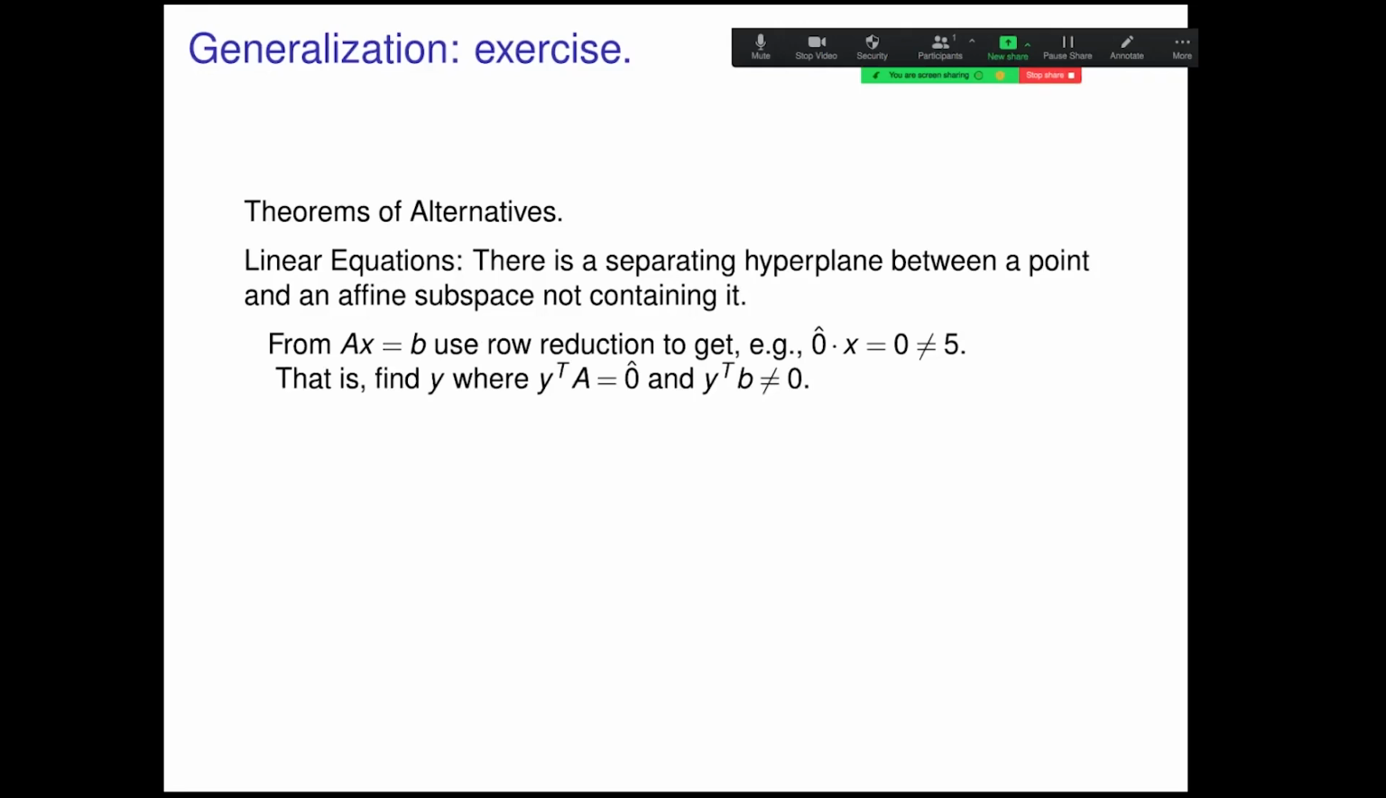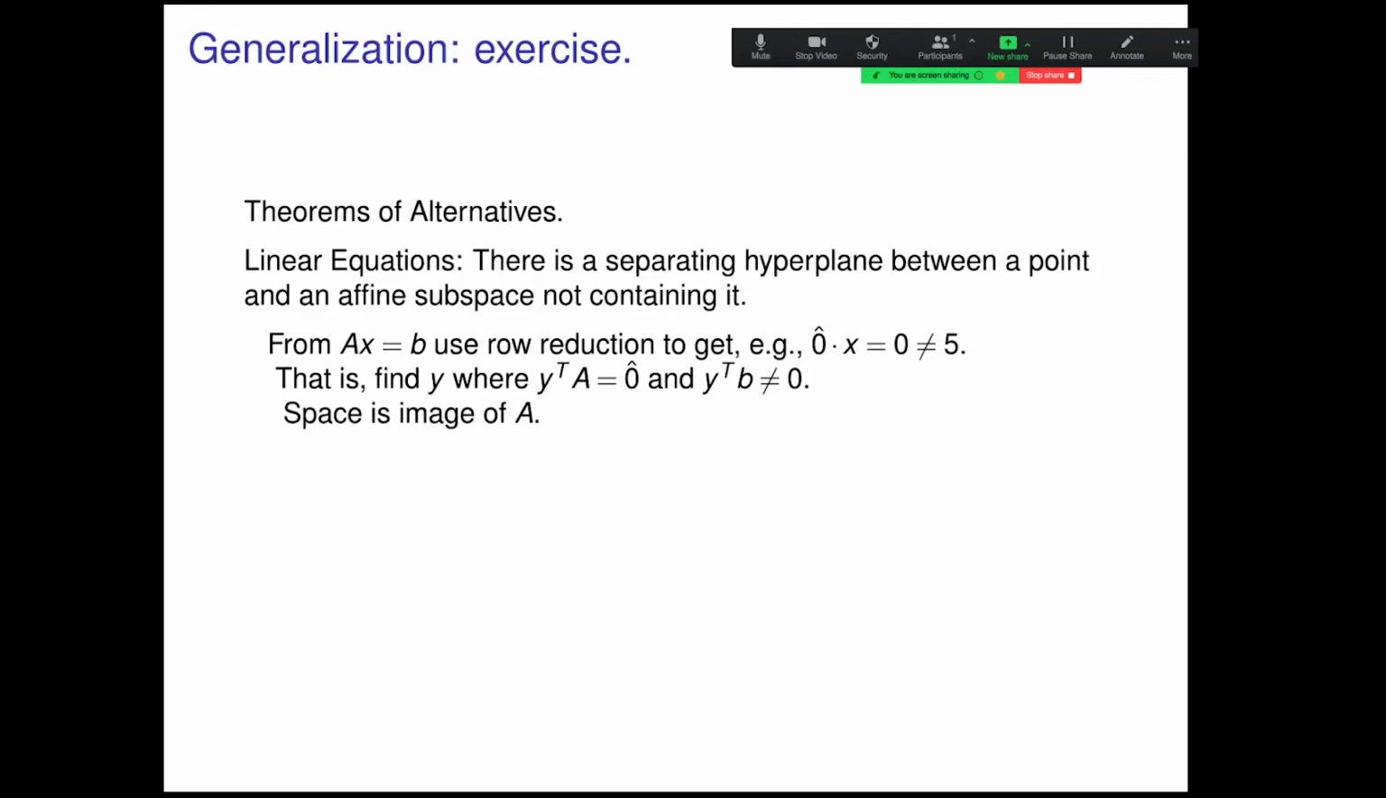So that means this is what it is. This is a linear equation, right? You want to find y, where y transpose A equals 0, and y transpose B is not 0. Adding up the entries of the right-hand side is not 0 in the same way.